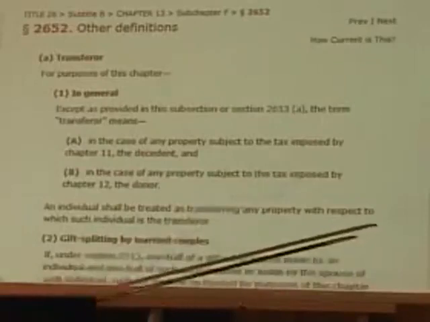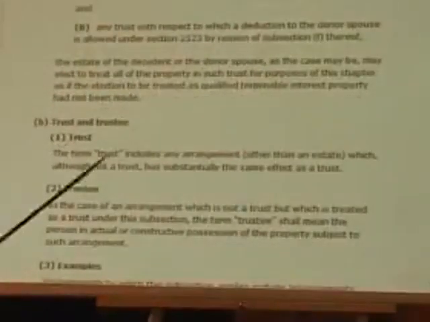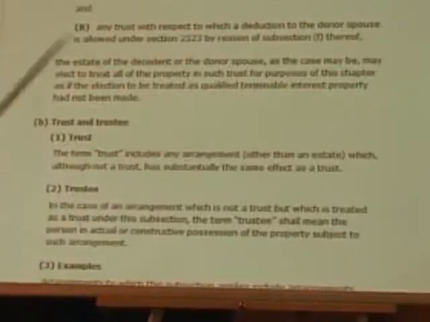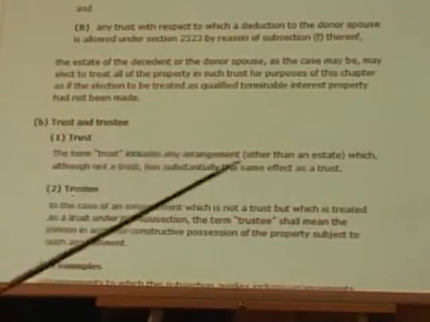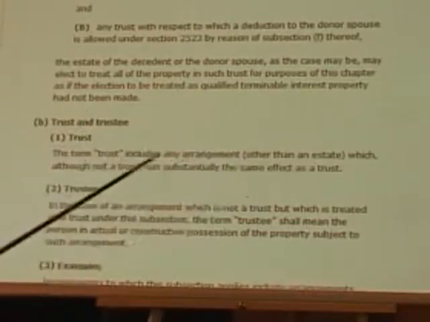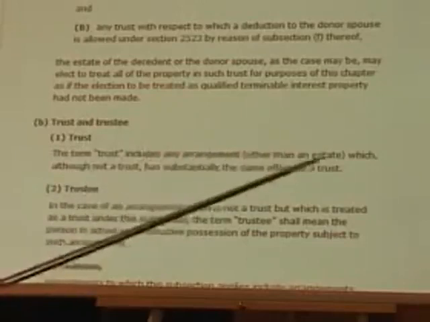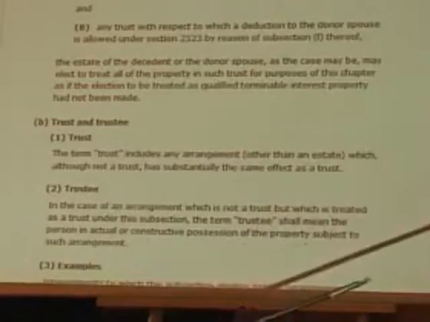Scroll down. Okay, it tells you what a trust is. This is 2652 of Title 26, subsection B1, definition of a trust. The term trust includes any arrangement which, although not a trust, has substantially the same effect as a trust. So any arrangement that has the effect of a trust is a trust, whether it's called a trust or not. Read the next one.